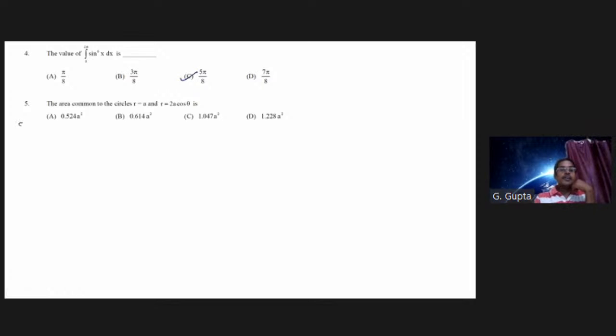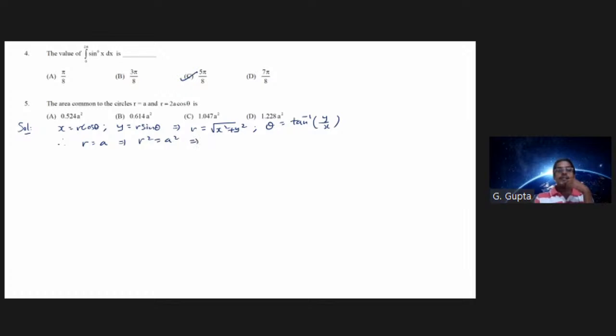So finally, area related problem. r and theta are nothing but polar coordinates. So x is equal to r cos theta, y is equal to r sin theta. r is equal to square root of x square plus y square, theta is equal to tan inverse y by x. So therefore r is equal to a implies r square is equal to a square, implies x square plus y square is equal to a square. Let us say this is equation 1.